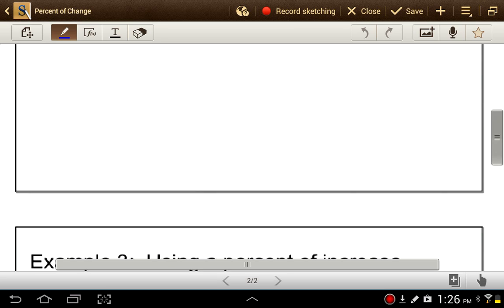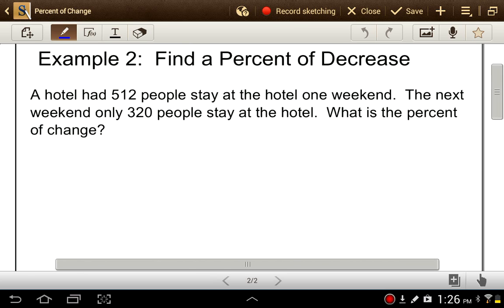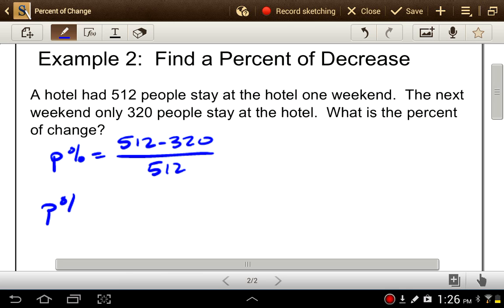In example 2, finding a percent of decrease is going to be the same thing. A hotel had 512 people stay one weekend. The next weekend they only had 320 people stay. What is the percent change? Well, to find that, again, I'm going to subtract the numbers: 512 minus 320 over the original amount. The original amount would have been the first weekend that they had people, 512. When I subtract these two numbers, I get the percent of change equal to 192 over 512. That's 192 divided by 512.